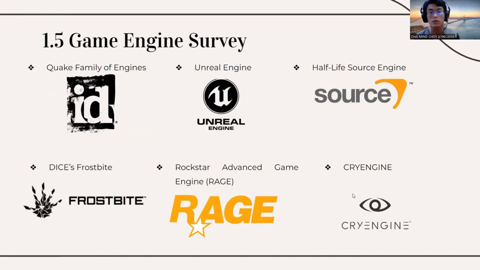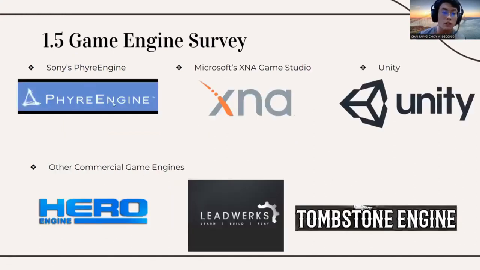The CryEngine created the game Far Cry. Sony's Fury Engine creates numerous games for the Sony platform. Microsoft XNA Game Studio no longer exists and has been replaced by MonoGame. Then Unity provides various platforms, and there are also other commercial game engines like Hero, Leadwerks, and Torque Engine.